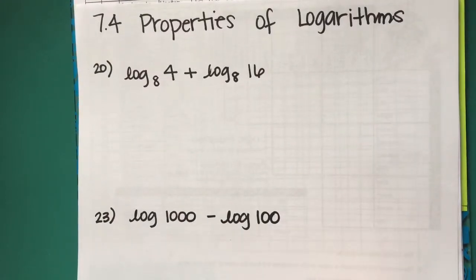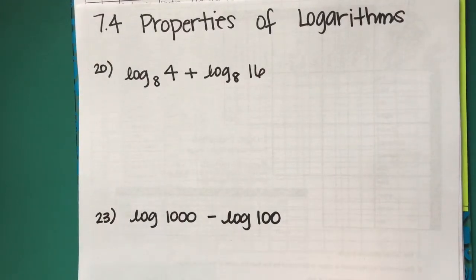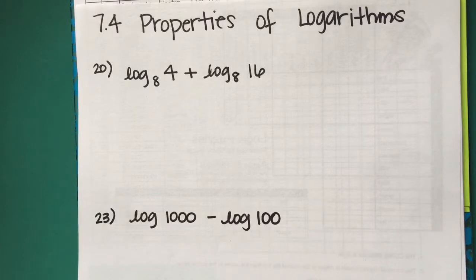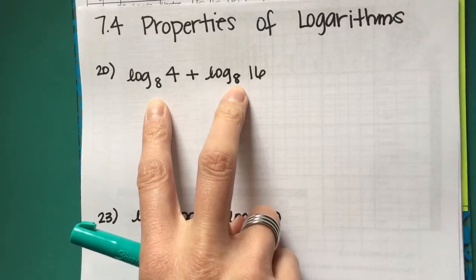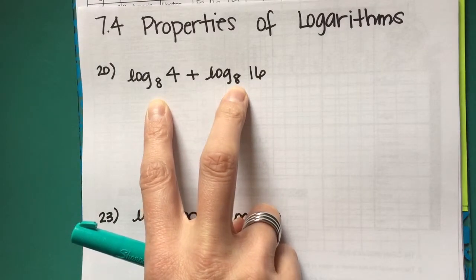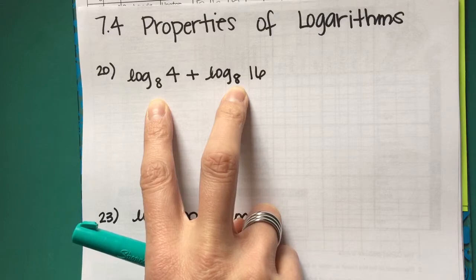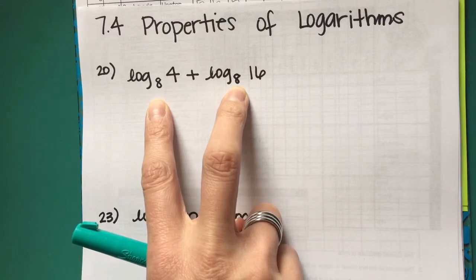Section 7.4 is properties of logarithms. So this section asks you to write them as a single logarithm to simplify if possible. So if you have two logarithms and they have the same base, in this case they are each base 8, you can combine them into a single logarithm.